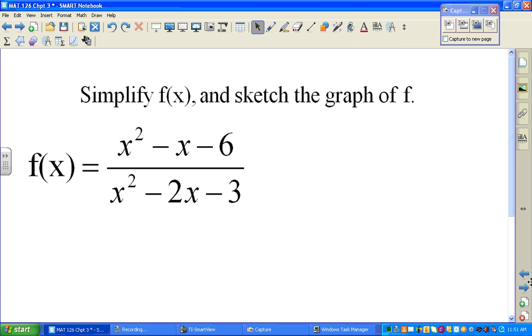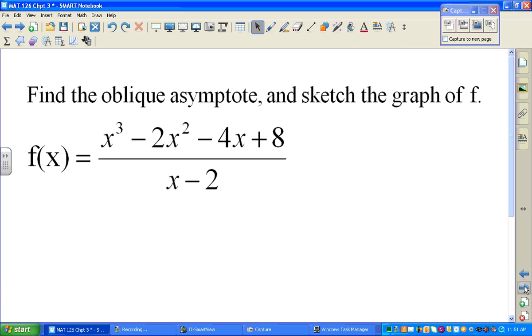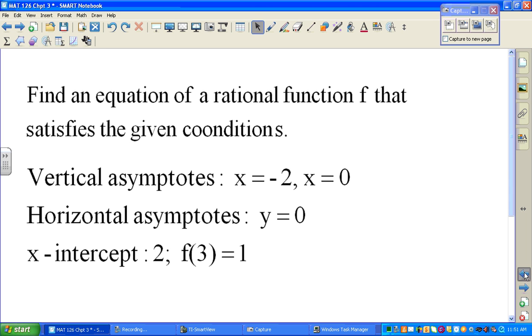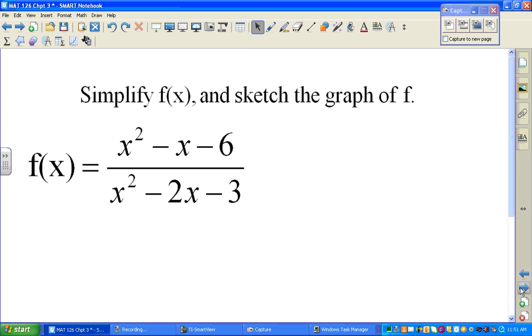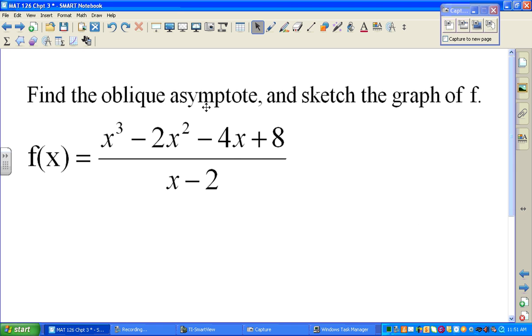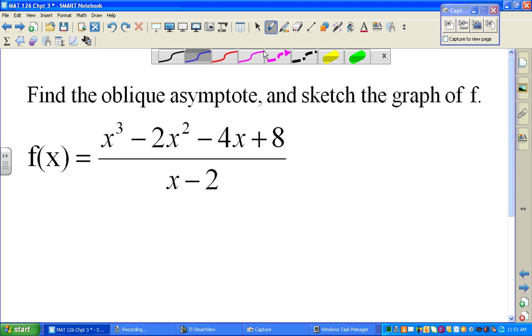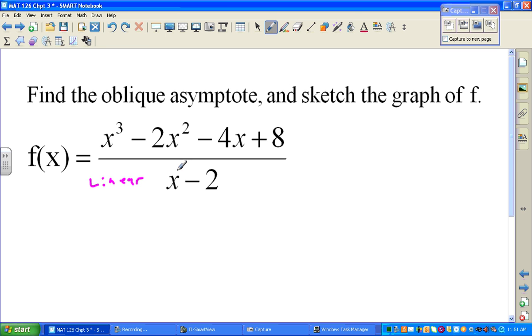Sketch the graph, simplify it, and sketch the graph. Find the oblique asymptote. I'm looking for something to do. I think I'll do this one. I'm going to bypass this one. I'm going to do this one because I'll work on some more on the obliques. I'll show you how you can use synthetic division. This is a linear factor, linear. So I can use synthetic division on here, okay?